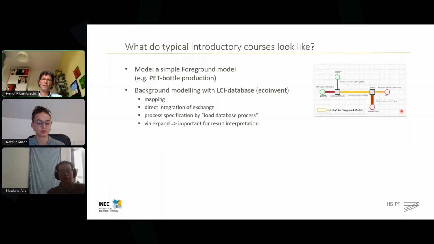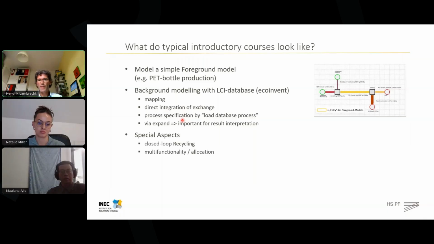Then the next step is to connect those foreground models to the background database, and there are several different possibilities. I already mentioned this mapping. I can have a direct connection to the database, integrating exchanges from this database. I can have process specifications from the database, or quite different possibilities. And it's actually up to the students to learn this and to know the differences.